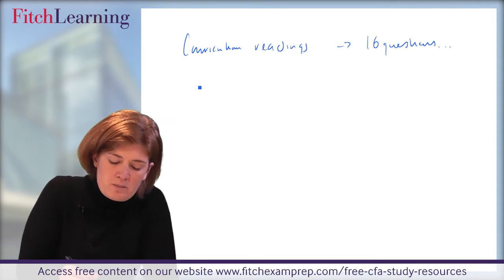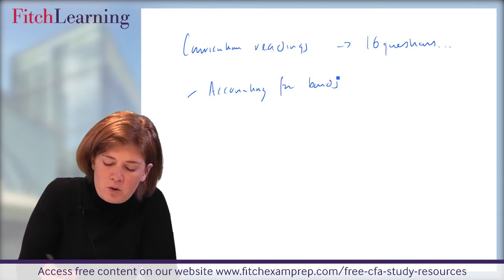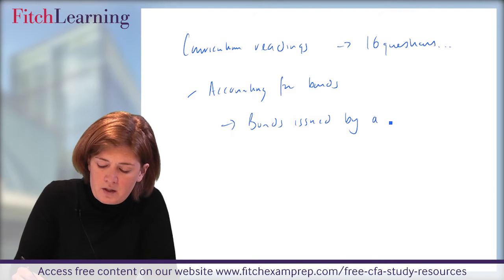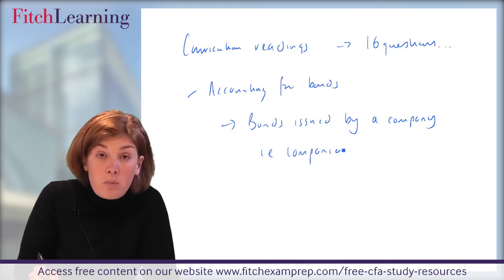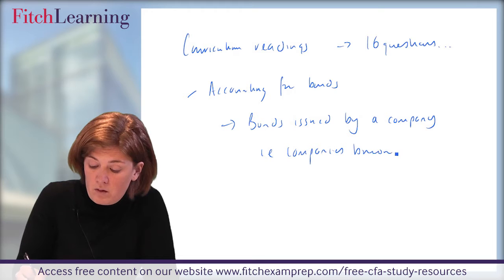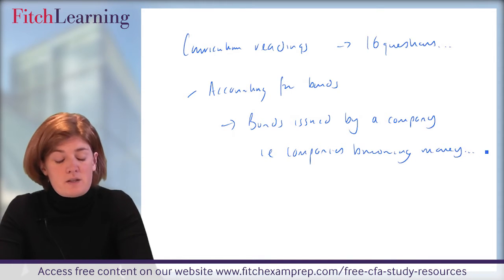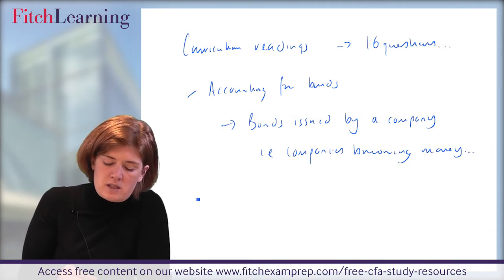Like I said, this reading pretty much is about accounting for bonds. When we say accounting for bonds, what we mean is bonds issued by a company, i.e. we're talking about companies borrowing money. So we're going to have a look at how companies have to account for those liabilities. Now, slightly harder, I think, for the exam is leases.